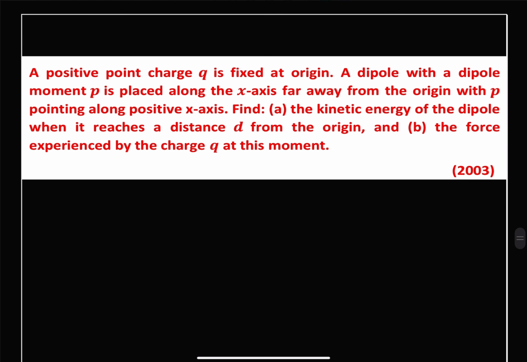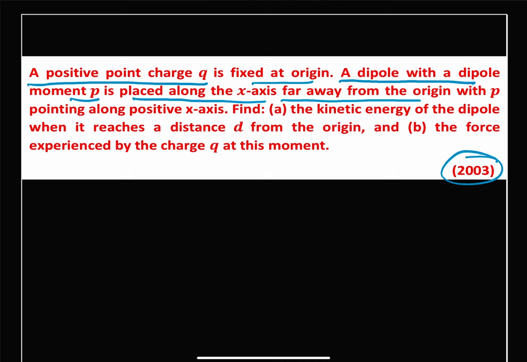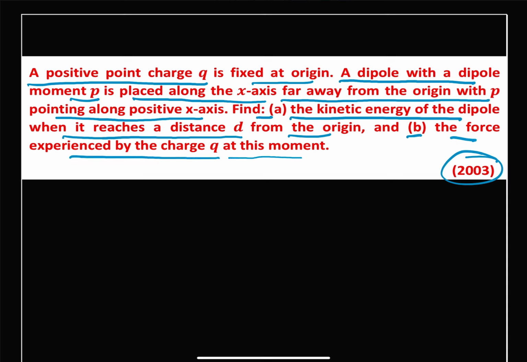It was asked in the year 2003, and it states that a positive point charge Q is fixed at origin. A dipole with a dipole moment P is placed along x-axis far away from the origin with P pointing along positive x-axis. Find part A, the kinetic energy of the dipole when it reaches a distance d from the origin, and part B, the force experienced by the charge Q at this moment.